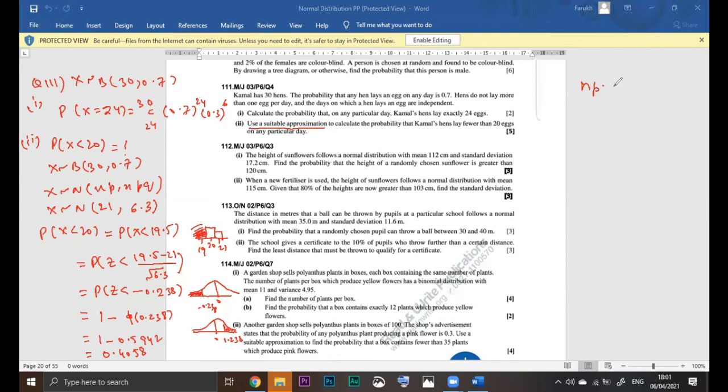If np is greater than 5 and nq is greater than 5, then we will not use the binomial distribution. We will convert the binomial distribution into normal distribution.